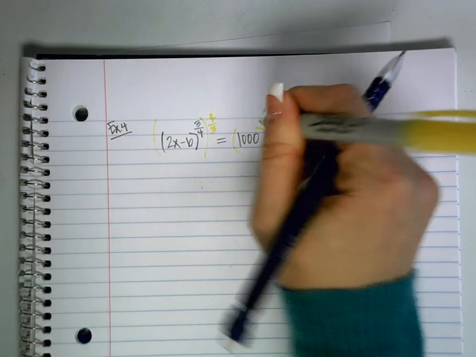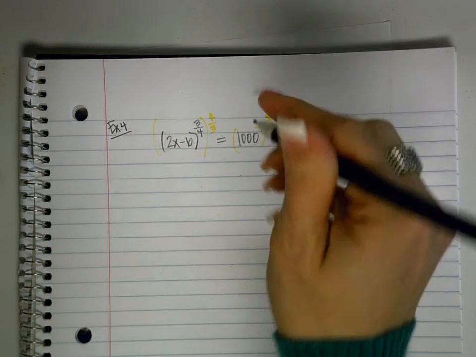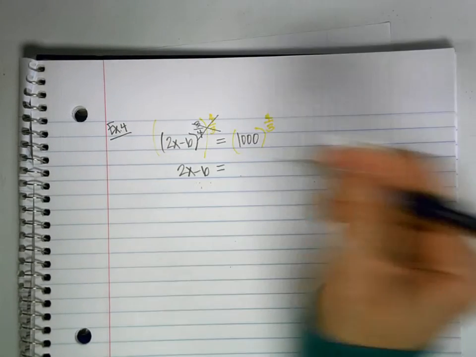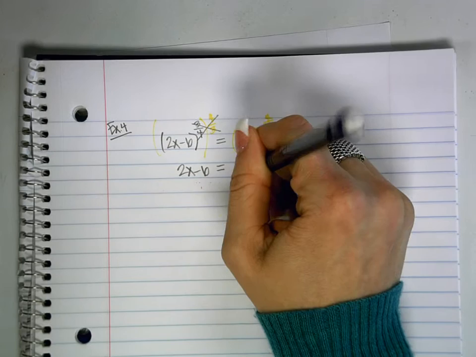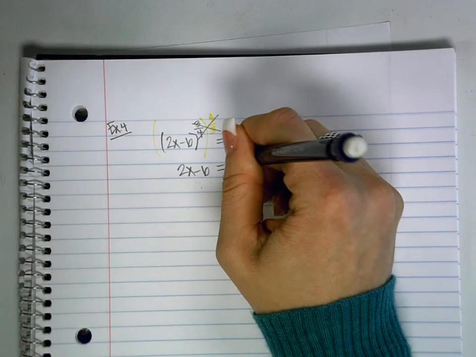Remember, if you multiply or take something to a power on the left side, you have to do the same thing on the right side. So if we do that, these are going to reduce. That gives us 2x minus 6 equals, rewrite this in power handle, 1,000 to the 4th power, cube root.